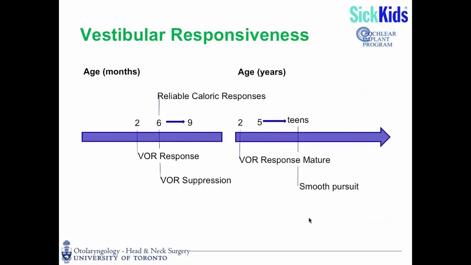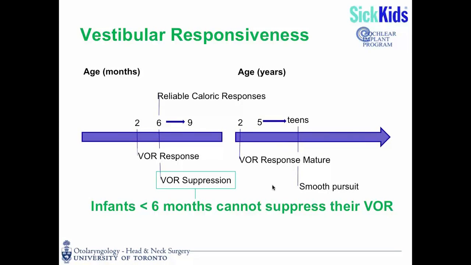Now, when we think about how responsive is the vestibular system in young children that we may be seeing in clinic, well, what we know is that you can obtain a VOR response at 2 months of age. By 6 months of age, children will be able to suppress their VOR, and it's at that age that you can begin to achieve reliable caloric responses. That being said, doing calorics in a 6-month-old is not an easy thing, and there are very few people in the world who are able to achieve that type of testing. When we think about maturation of the VOR response, it can happen later on, so starting at 2 years of age, and certainly the optokinetic system and smooth pursuit is mature by the teenage years.